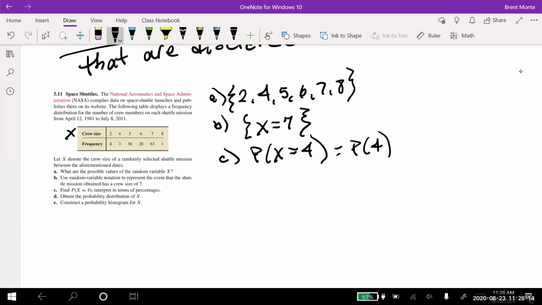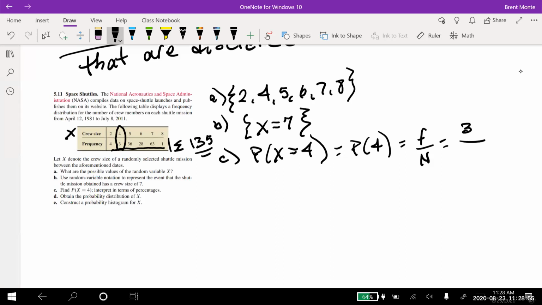So the probability of X equals 4, well, we're looking right here, of course. And to find the probability that it's 4, remember, it's f over n. F is the frequency, which they told us was 3. N is the total population size. Well, we have to add these up. We'll say a little sigma right here to say that we're adding them up. So I'm adding up all the frequency numbers. So let's see what we get. 4 plus 3 plus 36 plus 28 plus 63 plus 1. I get 135 missions.